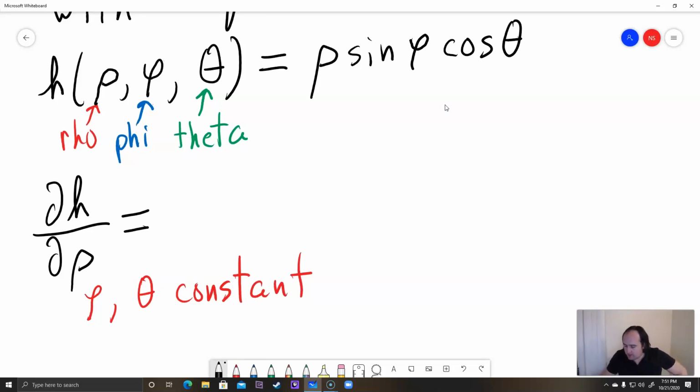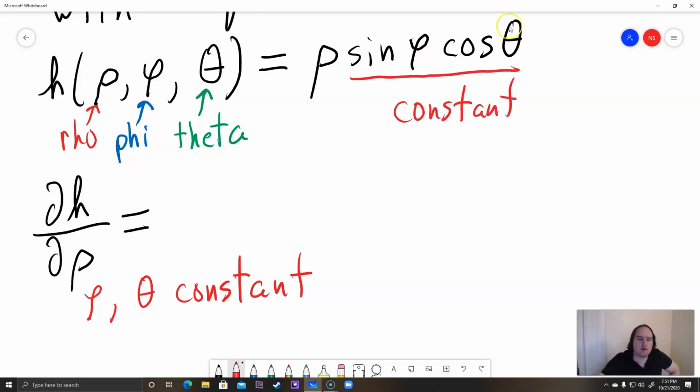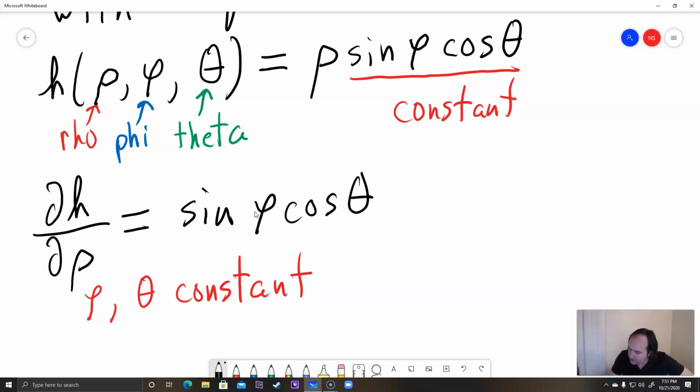Okay, so if phi and theta are constant, that means sine of phi and cosine of theta are both constant. So all this right here is constant. So really the only thing that we're taking the derivative of here is the rho. And the derivative of rho with respect to rho is 1. So all we're going to be left with are the constants. So we're going to get sine of phi cosine of theta. Okay, sine of phi cosine of theta.